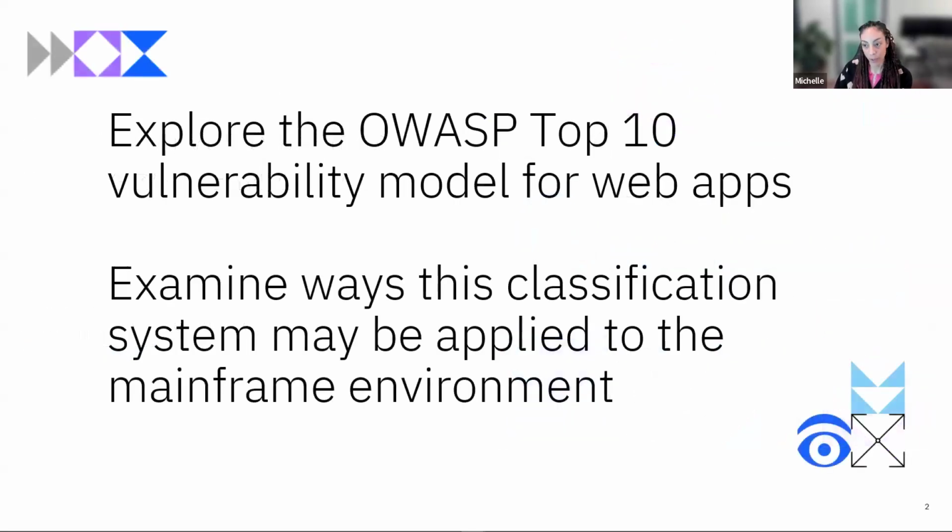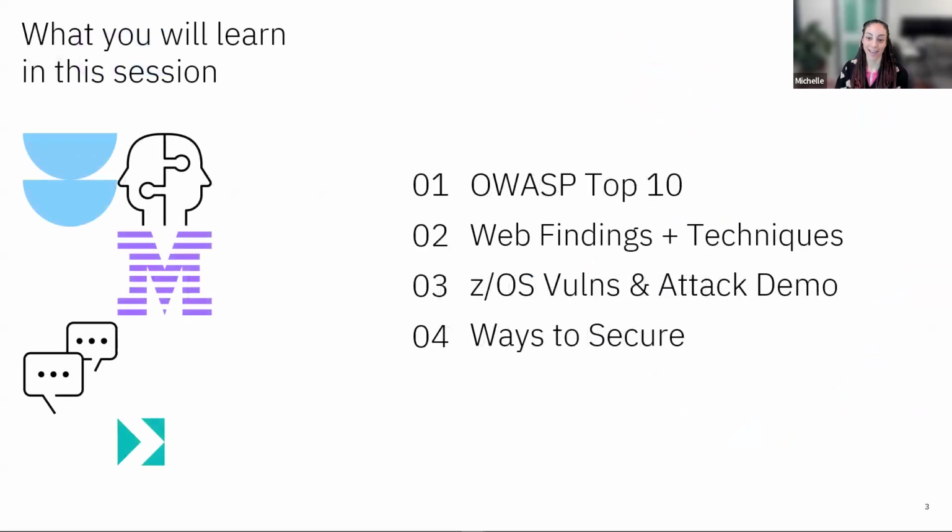Today, we're going to explore the OWASP Top 10 vulnerability model for web apps and examine ways that this classification system can apply to the mainframe environment. What we'll cover are a few things. We're going to do an intro to what OWASP is, what the top 10 list is as well. We're going to look at some web app findings and techniques. We'll also explore some z/OS vulnerabilities and look at an attack demo. And finally, we'll wrap up with a few ways to secure the mainframe environment as it relates to web applications.